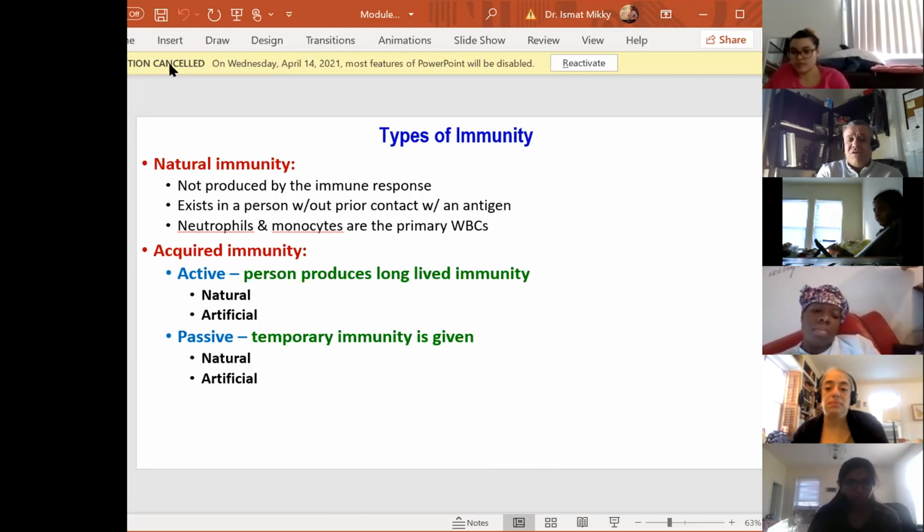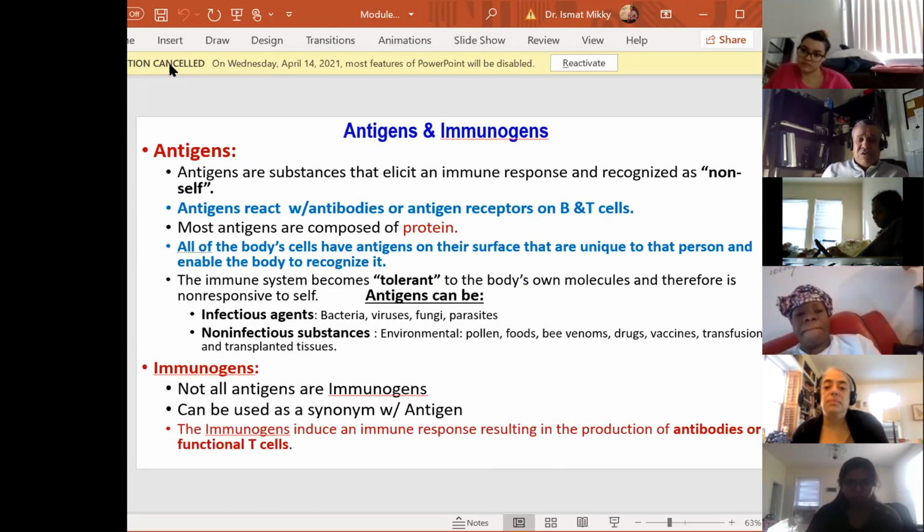Acquired passive natural is when, for example, the maternal immunoglobulin passes to the neonate or the baby through breastfeeding. Passive artificial is when we receive the immunoglobulin intravenously, an injection of immunoglobulin. That will be an example of acquired passive artificial immunity.